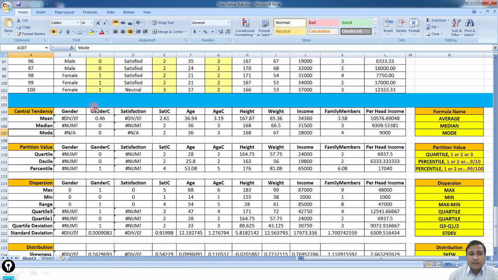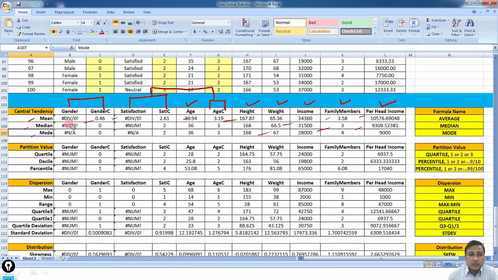In this data set, we have different variables. More specifically, we have two nominal variables, gender and gender C. We have two ordinal variables, satisfaction and satis, and we have six scale variables: age, height, weight, income, family member, and per head income. Moreover, age C we are going to consider as an ordinal variable because this is coded data. All these numbers represent the results associated with respective central tendencies like mean, median and mode.